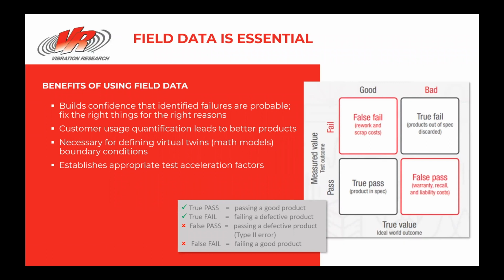So there are 4 possible outcomes for an accelerated vibration test. You can have a true pass, true fail, a false pass, or a false fail. A true pass is meaningless if the underlying test is incapable of producing true failure modes. As a result, high-fidelity application data with correlation to end-use environment is essential.